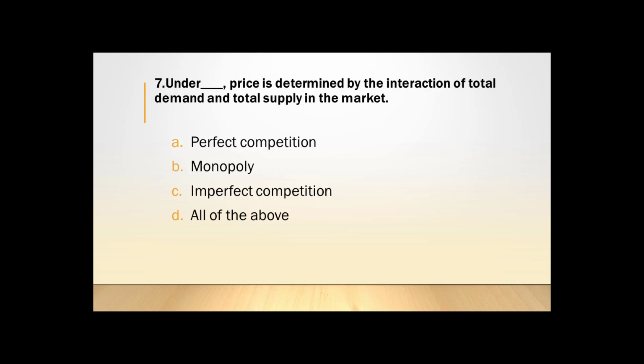Question number 7. Under dash, price is determined by the interaction of total demand and total supply in the market. The options are A, perfect competition, B, monopoly, C, imperfect competition, D, all of the above. And the correct answer is A, that is perfect competition.